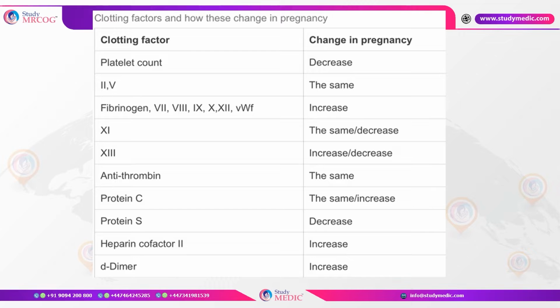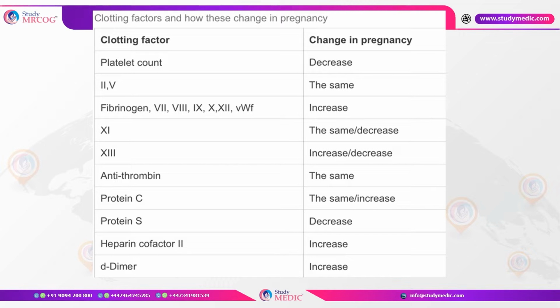So we know that pregnancy is a hypercoagulable state, and there is a change in all the clotting factors in pregnancy. So let us see how these clotting factors change. Platelet count decreases. Actually, there is no decrease in the production of platelets, but because of the physiological hemodilution, though production is increased, the total platelet count appears to be decreased.